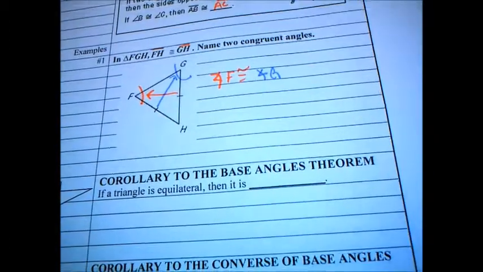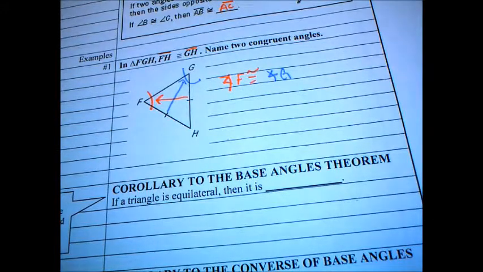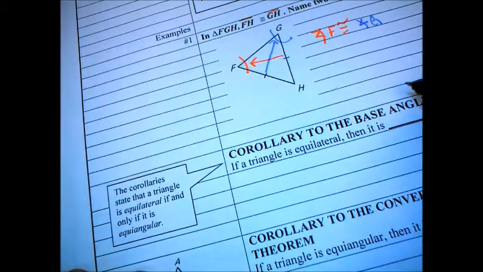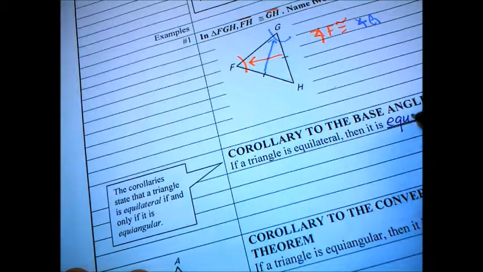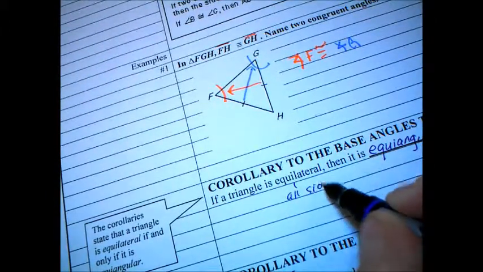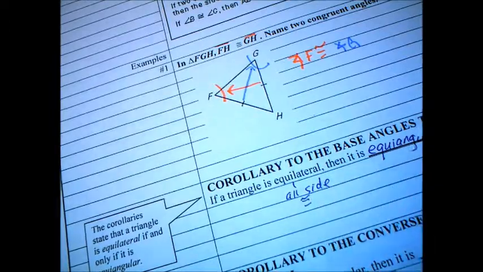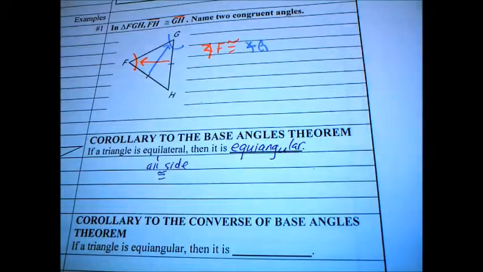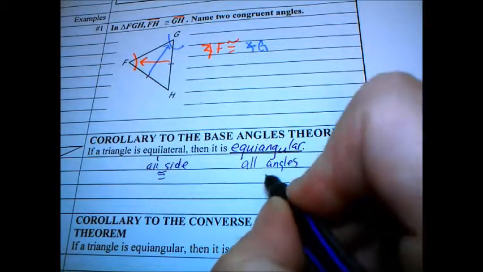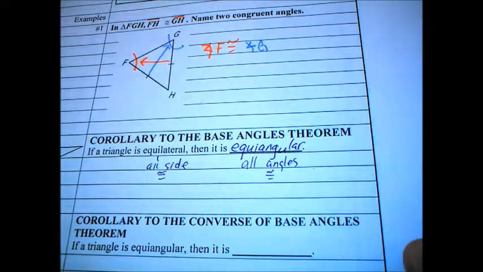Okay, the corollary to the base angles theorem says if a triangle is equilateral, then it is also going to be called equiangular, and you can see it in the little bullet to the side, equiangular, how to spell it. Basically, equilateral means all sides congruent, and equiangular means all angles are congruent. You guys have told me that you knew this, so this is nothing new.